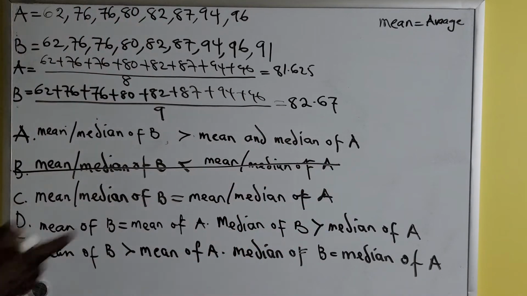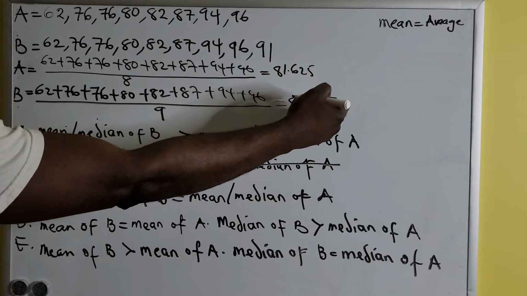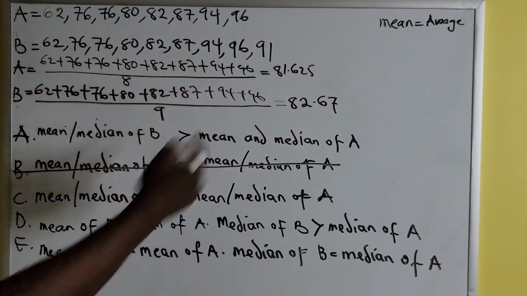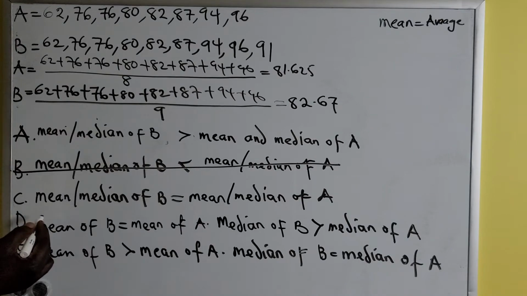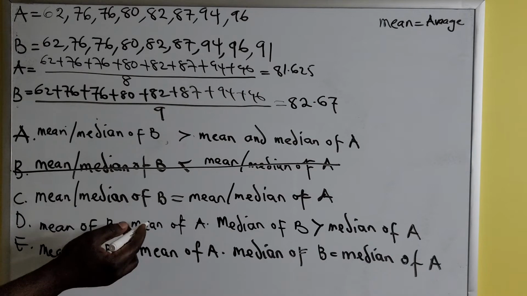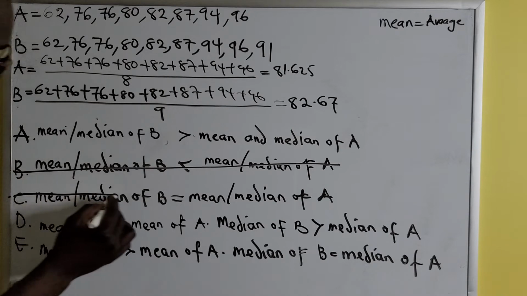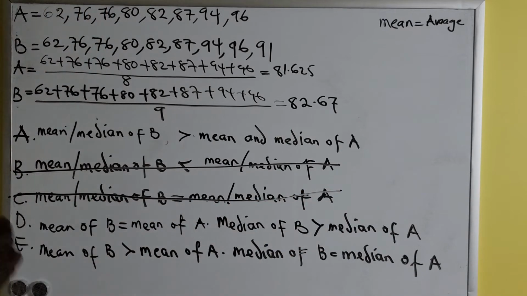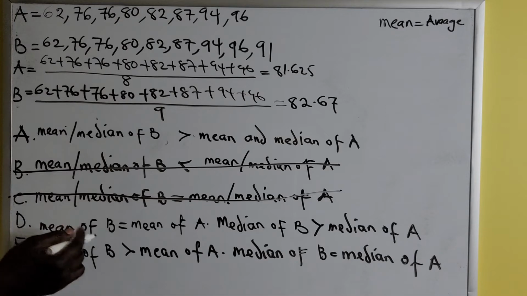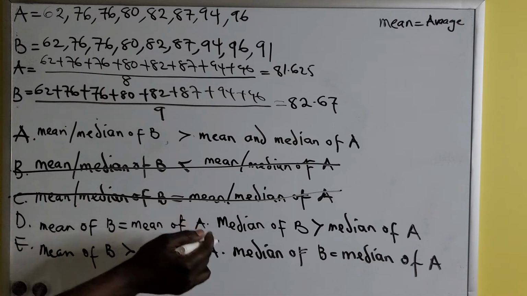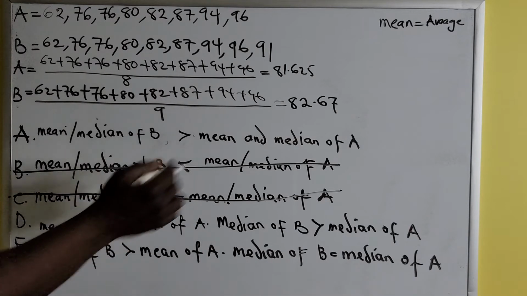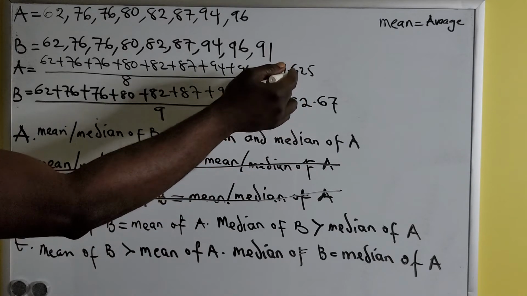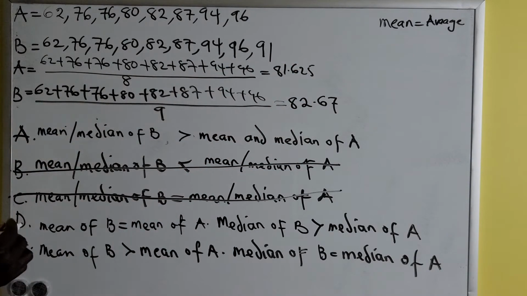That cannot be the case, because we already have the mean of B is greater than the mean of A. So that takes that out. The mean and median of B is equal to the mean and median of A. That is false, so you can take this out also. These two are not the same. The mean of B is equal to the mean of A. That is not true, because the mean of B is greater than the mean of A. So you can remove this option also.